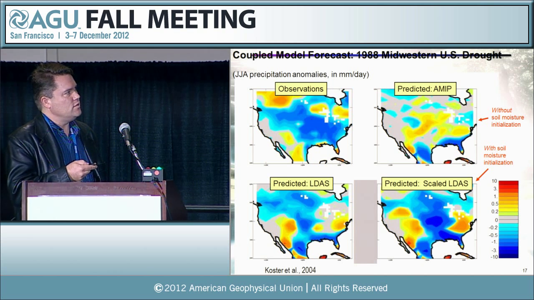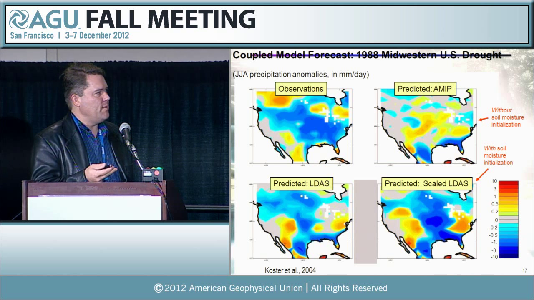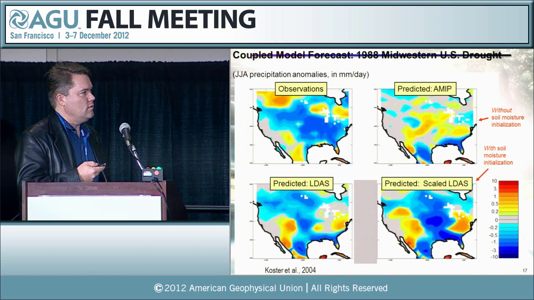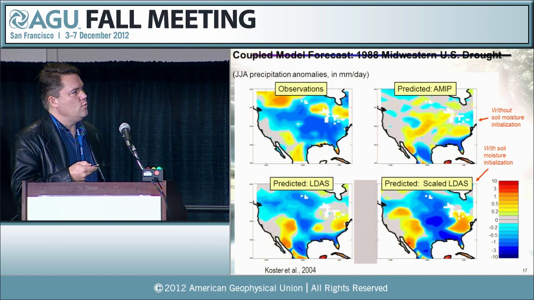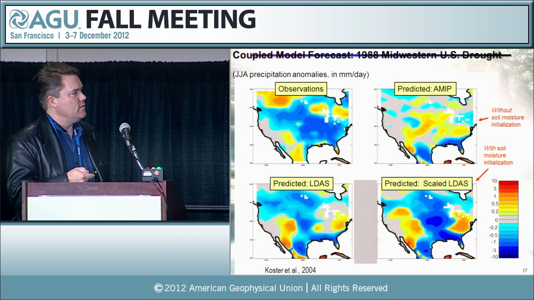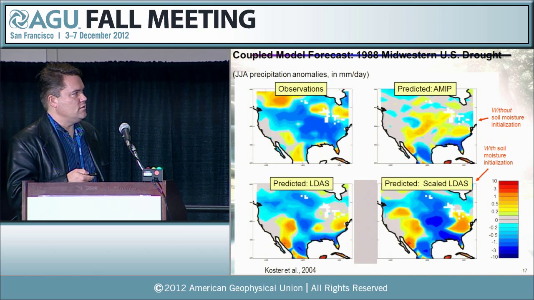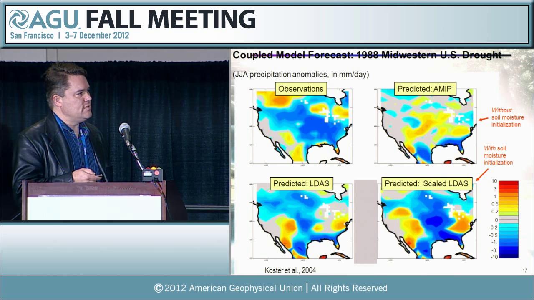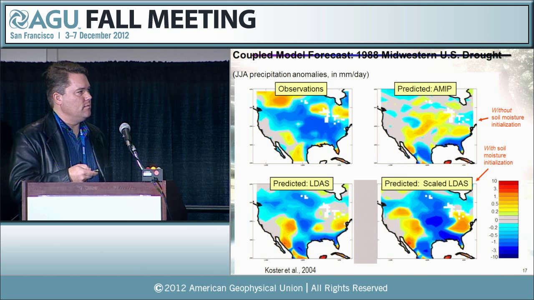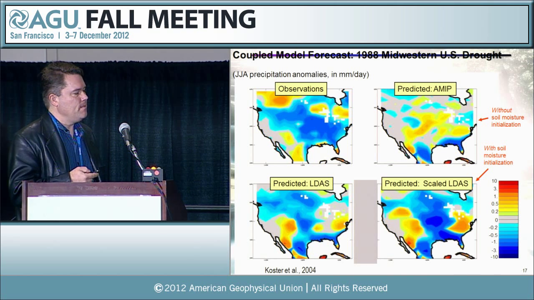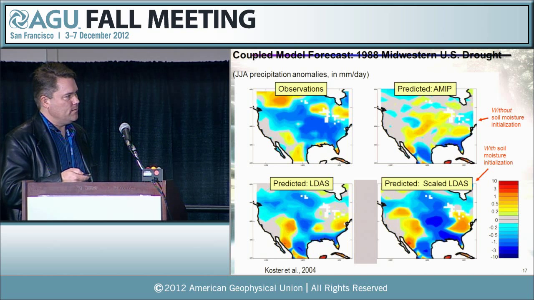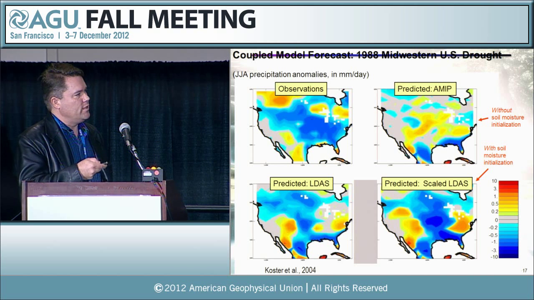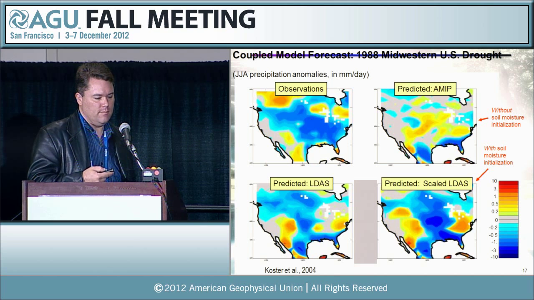And these are observations of precipitation. We wanted to see what the impact on precipitation would be. So this is observed precipitation. This is the seasonal forecast model with no initialization of soil moisture. This is predicted with initialization fields from our offline land data assimilation system. And this is scaled to climatology, so this is scaling the offline model to the coupled model's climatology. What you find is that we do a much better job predicting the drought when we have given the model better information about soil moisture.